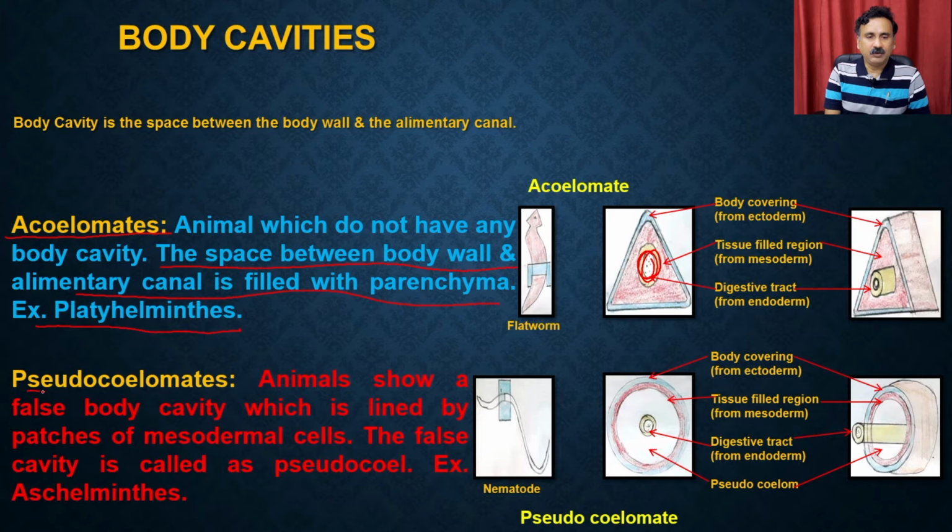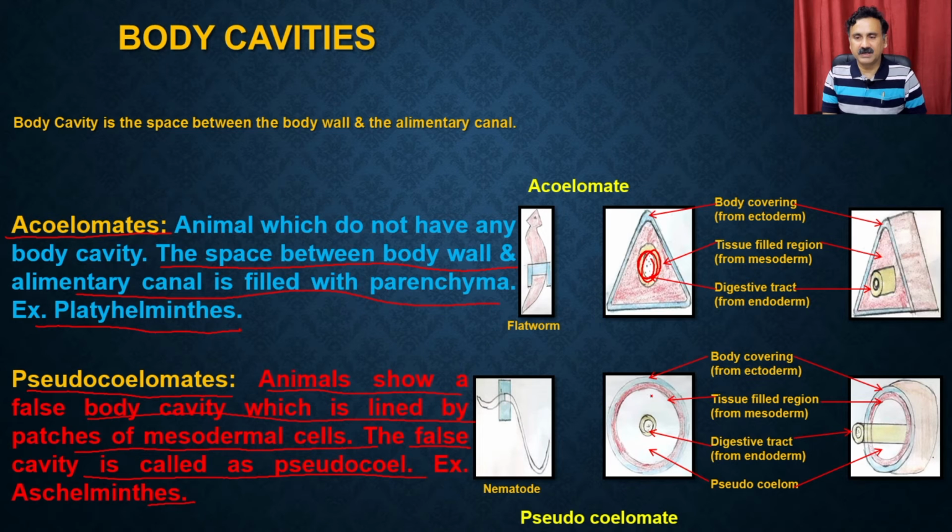Then we have the pseudocoelomates. The pseudocoelomates are the animals which show a false body cavity, which is lined by patches of mesodermal cells. The false cavity is called the pseudocoel. For example, the aschelminthes. So in pseudocoelomates, you have the outer body covering, and then a tissue-filled region called the mesoderm, and then it has a digestive tract. So it has a body cavity, but that is called the false body cavity or the pseudocoel.